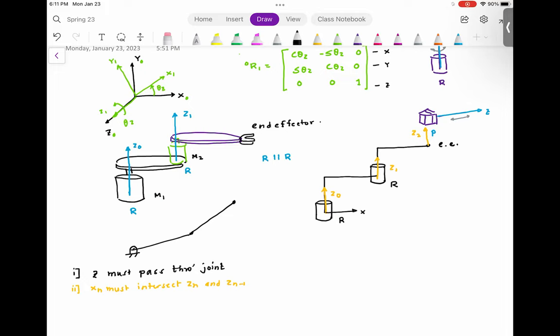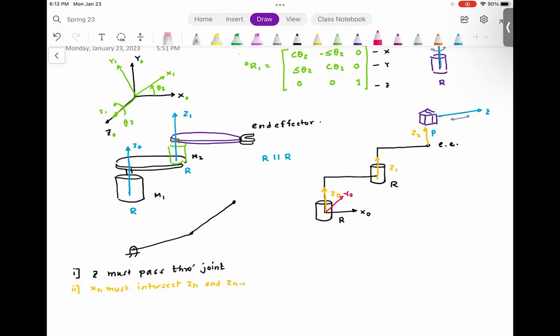I'm going to draw X0 something like this, and then complete the triad by the right-hand rule. How do you remember? Think about this as a graph paper. This is X, Y, Z is coming up. So now what I'm going to do is align my X in the positive direction, Z in the positive Z0 direction, and as you can see, my Y is going in. Are you with me? This is my Y0. Everyone understood this? Now let's look at X1.